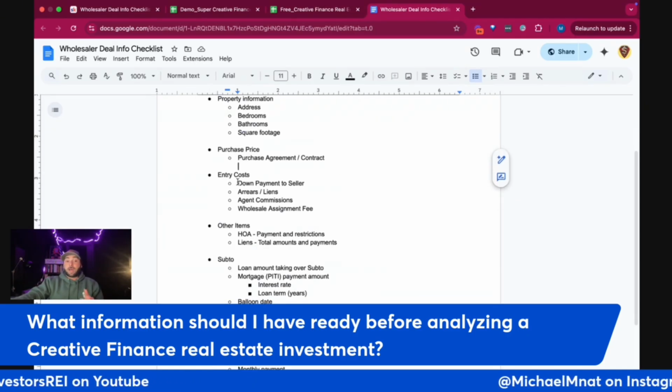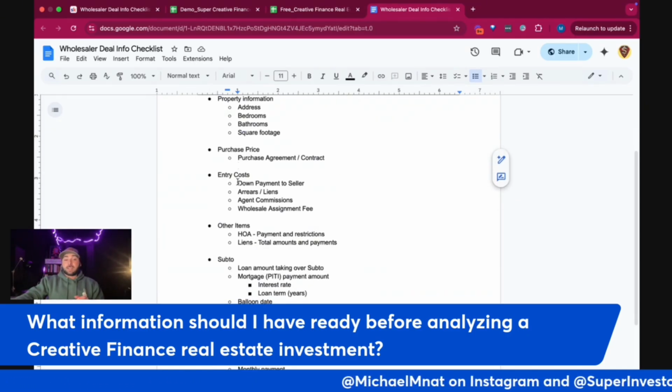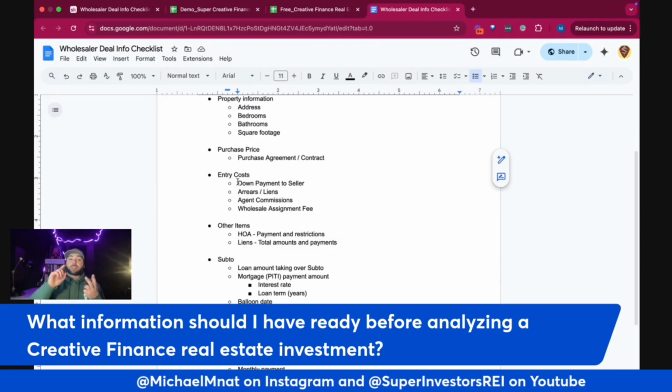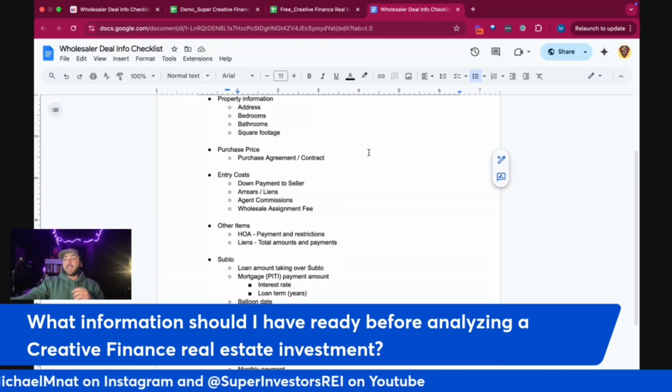Entry cost. At minimum, I need to know the amount needed to pay off the seller, pay any arrears or liens, agent commissions, and the wholesaler assignment fee. I need to know those things.